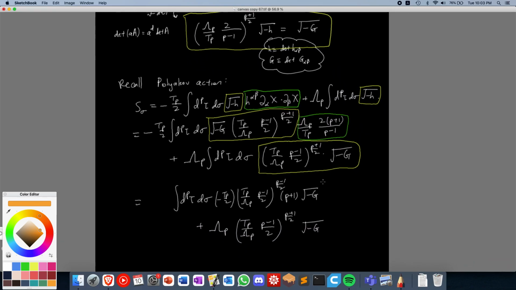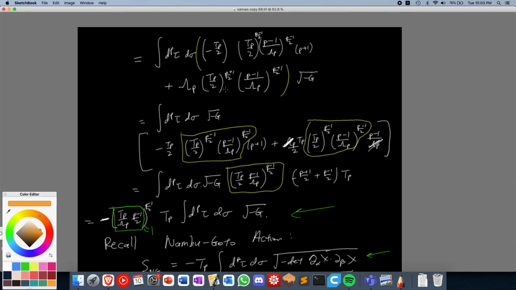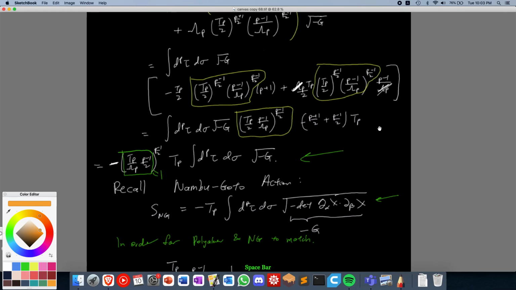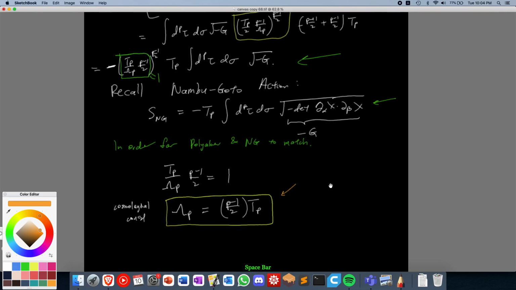All in all, from here we essentially solve the question, but it just follows a bunch of manipulation to make sure that the things match up and are equivalent to the Nambu-Goto action. And in order for that to be equal, we need to set this condition, and this condition determines the cosmological constant in terms of this parameter Tp, which I believe is the tension.